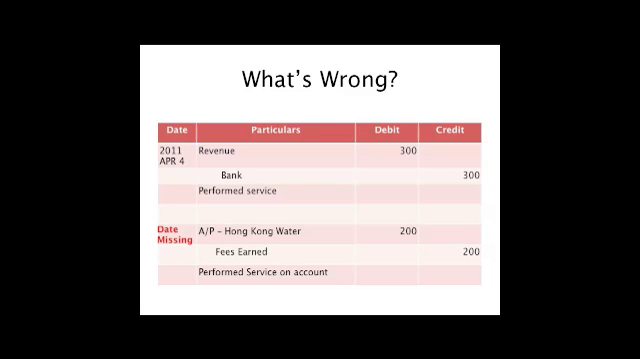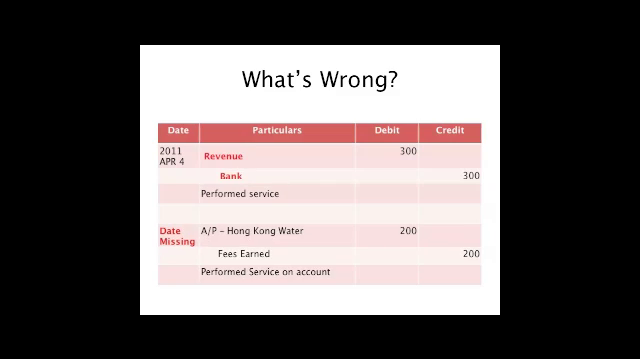The second mistake is the order of the revenue and bank for the first transaction. They should be reversed. Because when the description says performed service, which is earning money, the revenue should be credited and the bank should be debited.